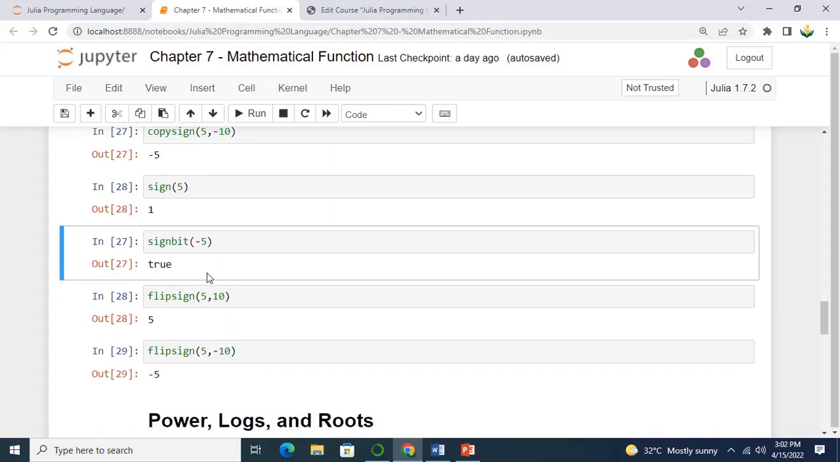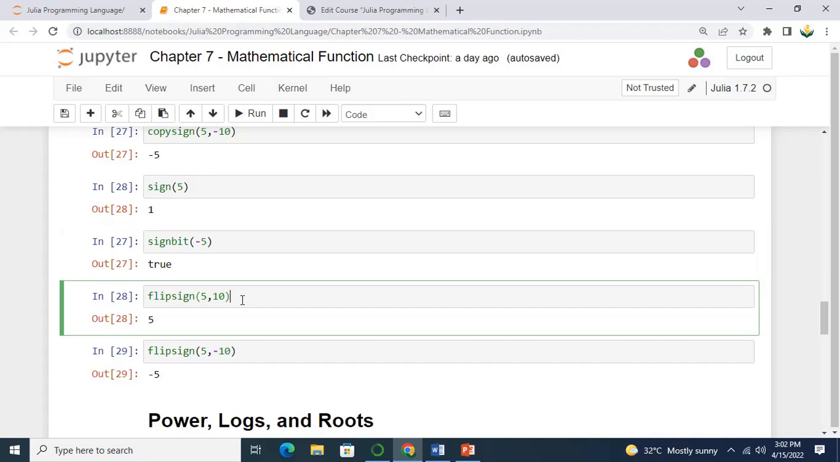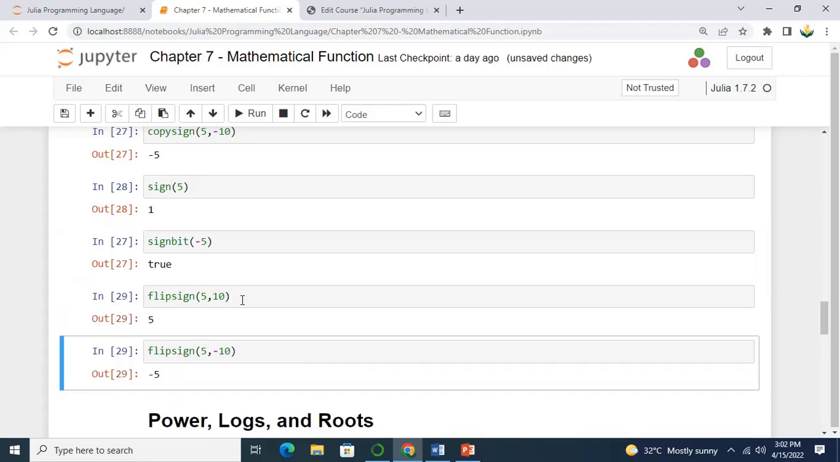Signbit we also have, so instead of representing the result as a digit value like plus 1, minus 1, 0, it gives me the result as a boolean expression. Flipsign we also have, for flipping values, and if you check here, it supports both positive as well as negative values.